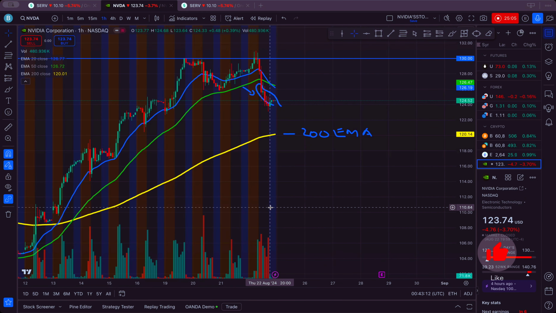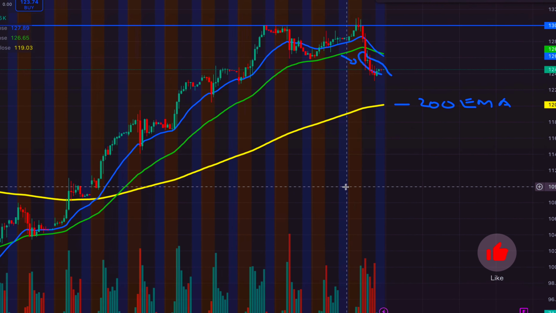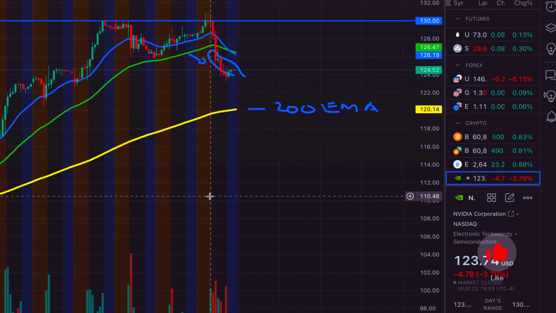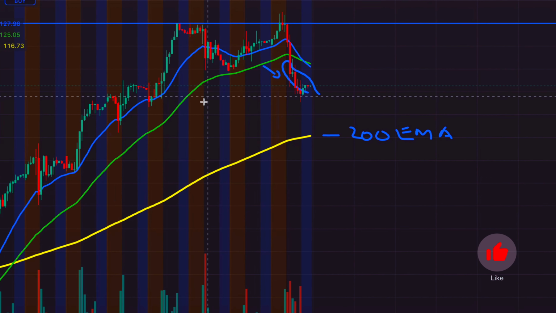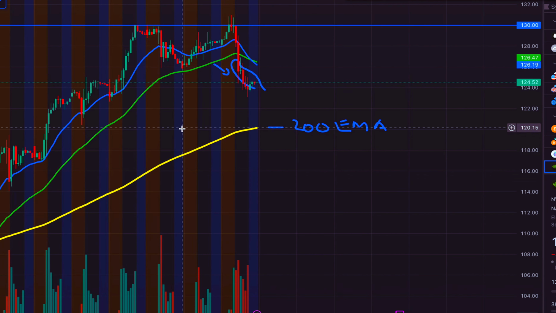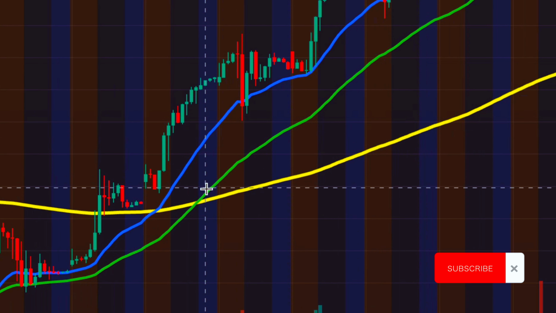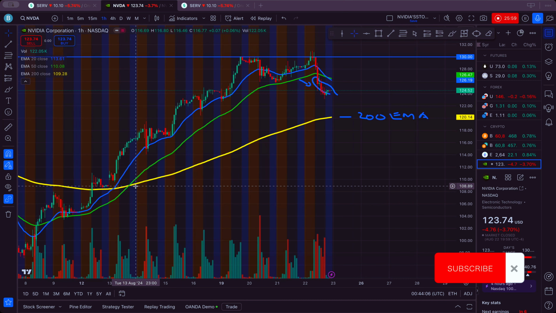So now, in conclusion, I would say that the 20, 50, and the 200 exponential moving averages are powerful tools that can help you make smarter trading decisions if you understand them. Most traders use these indicators. So whether you are identifying trends, spotting crossovers, or looking for support and resistance using the 200 exponential moving average, these EMAs are essential.